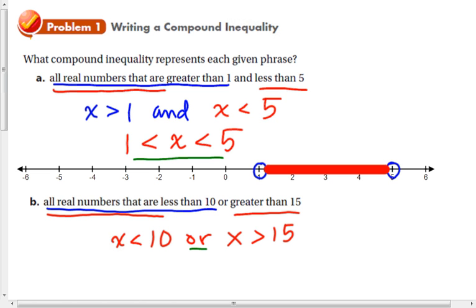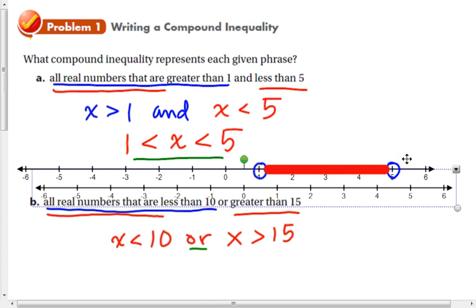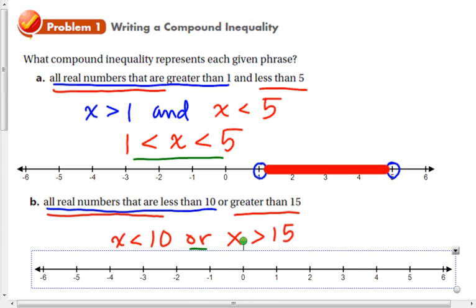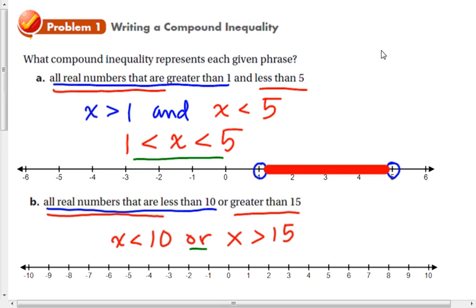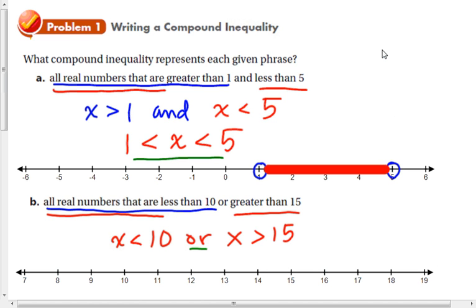So I'm done here. I'm just going to graph these. For this one, my endpoint is 10, and I want numbers that are less than 10. I need a bigger graph here. Okay, so my endpoint is 10, and since it's less than 10, I'm going to put an open circle.